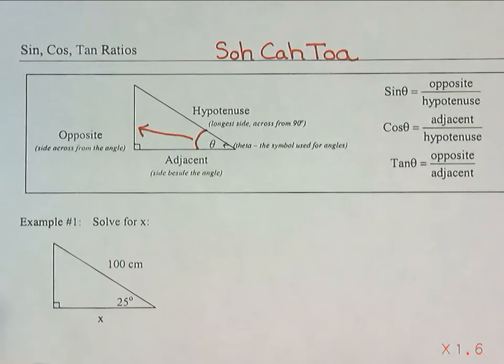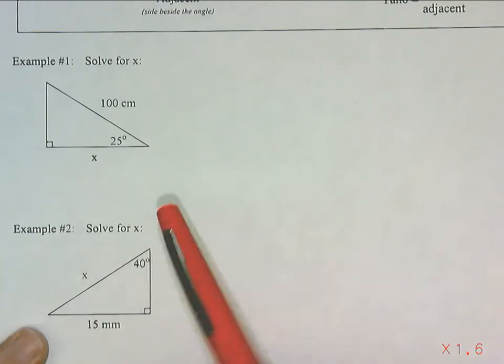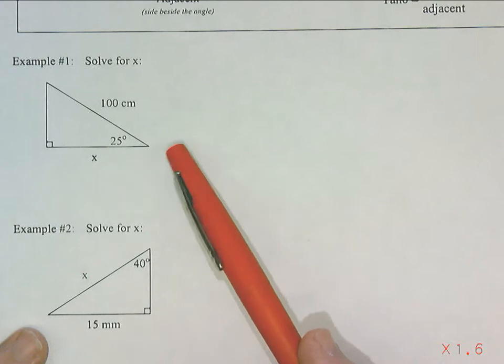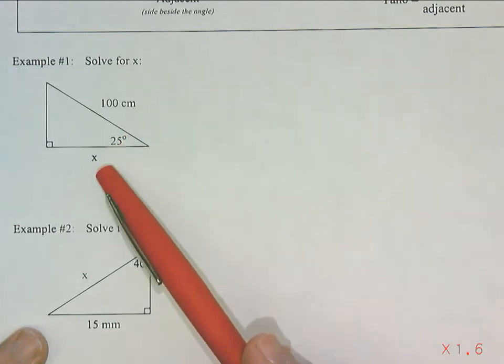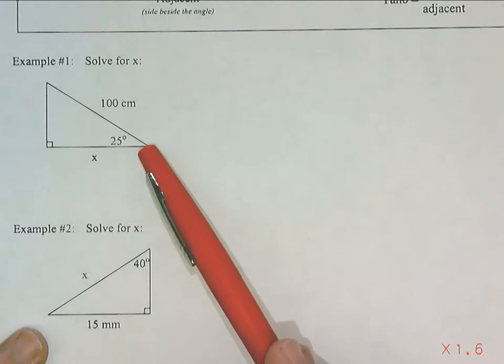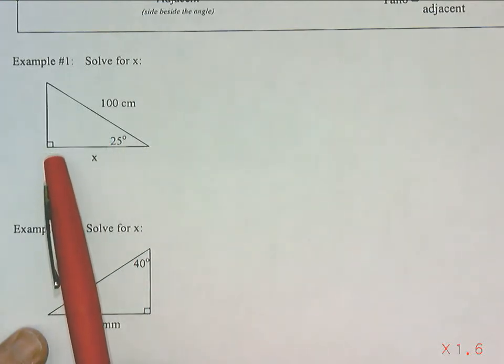It's just a Greek letter of the alphabet that is traditionally used for marking angles in diagrams. We're going to try 3 examples using our new ratios. The first one says solve for x, and I have a triangle with a side of 100, a side of x, and a side that is unlabeled, and I have an angle of 25 degrees and a square showing that this is a 90-degree angle.